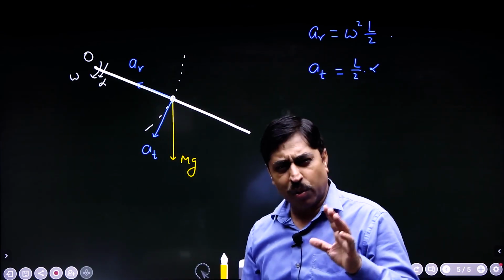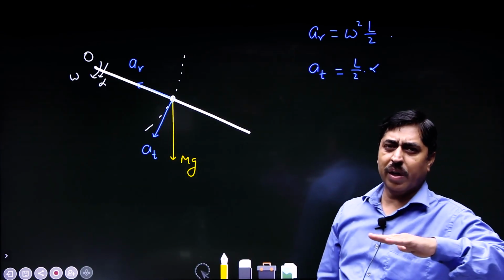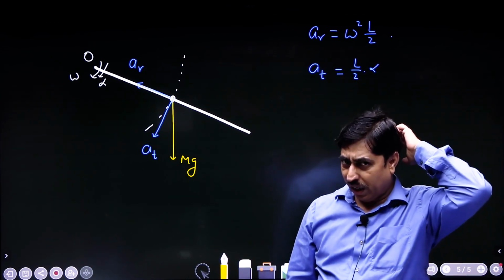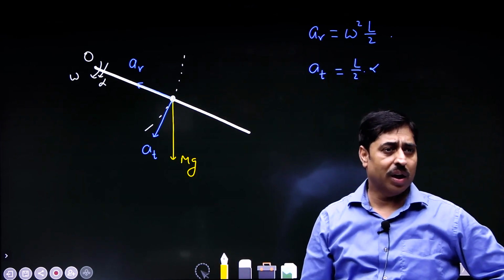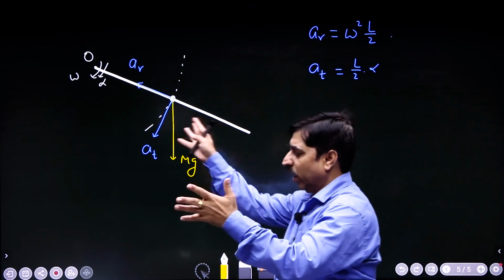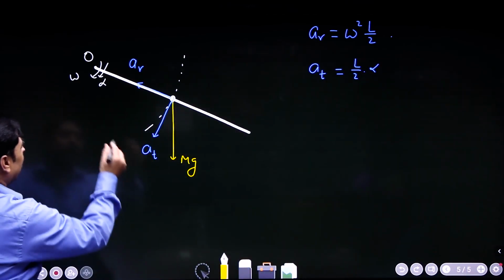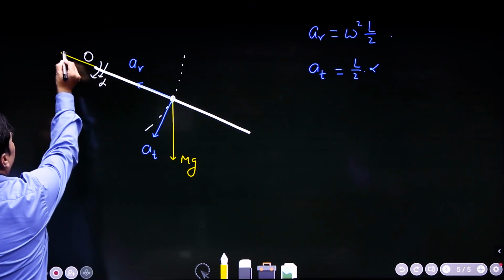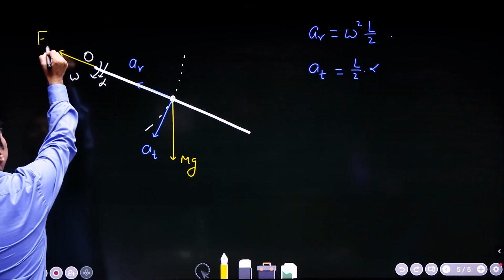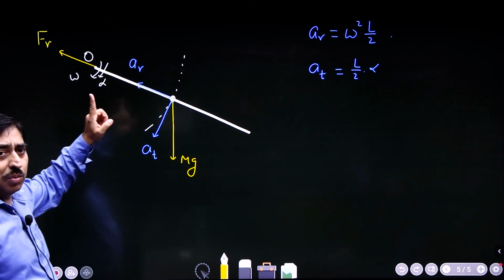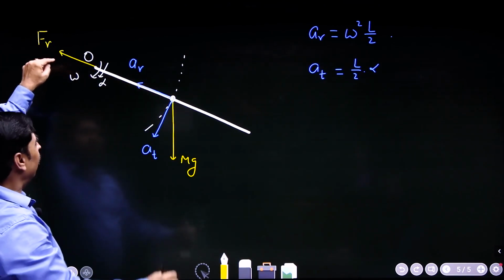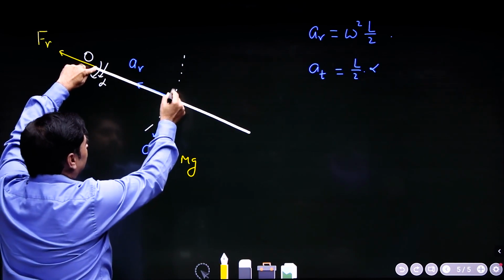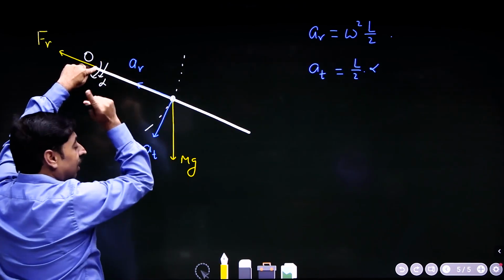So, again you can consider two perpendicular directions as horizontal and vertical direction, or you can just take radial and tangential to be your two perpendicular directions, that is also fine. So, this is what I am going to consider. I am assuming that hinge is applying a force, radial component of this hinge force is Fr. Look at this situation, radial component of hinge force is Fr. Radial means towards point O. Center of mass is going in a circle and center is at O.